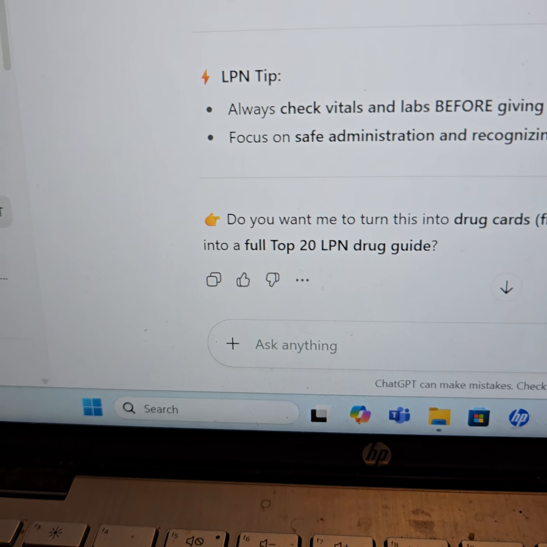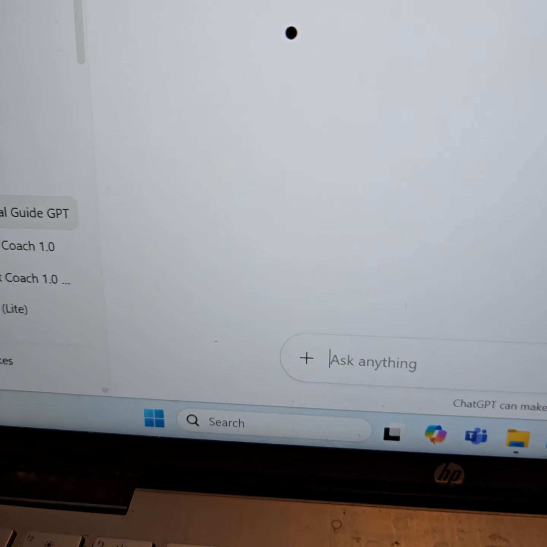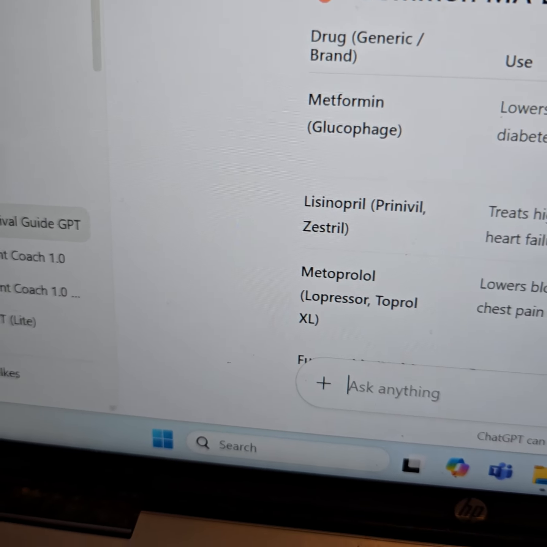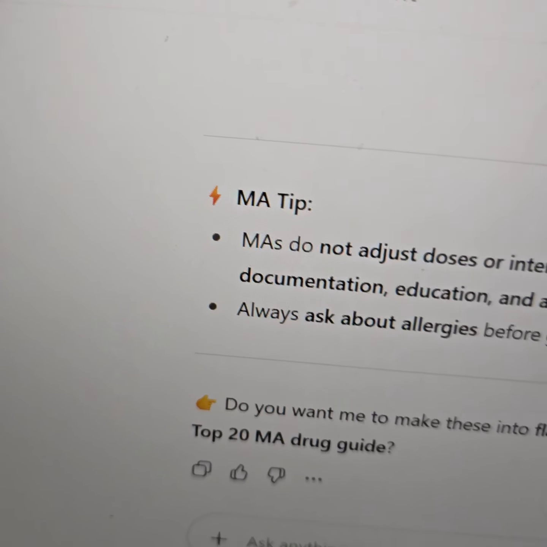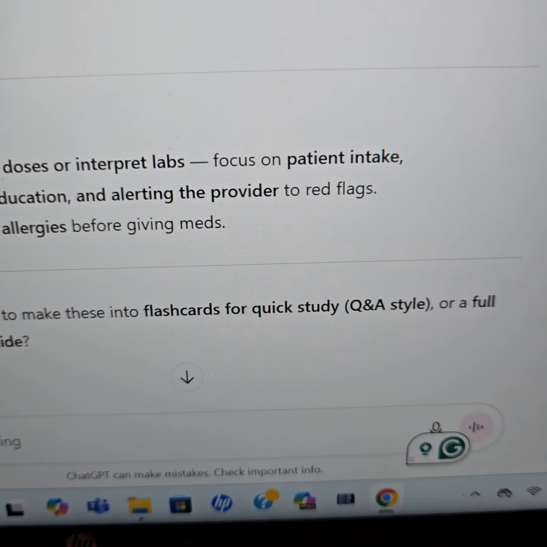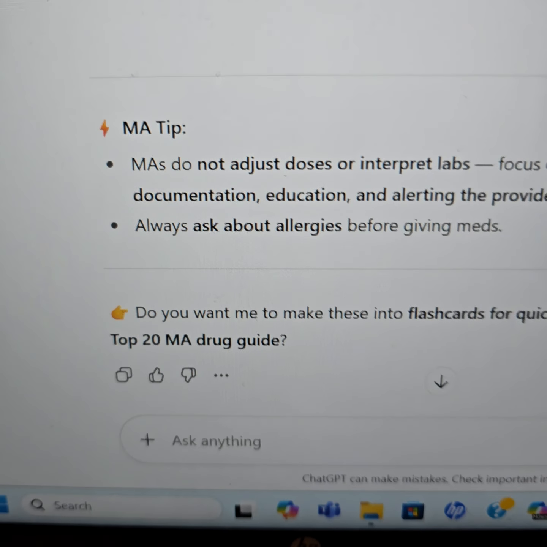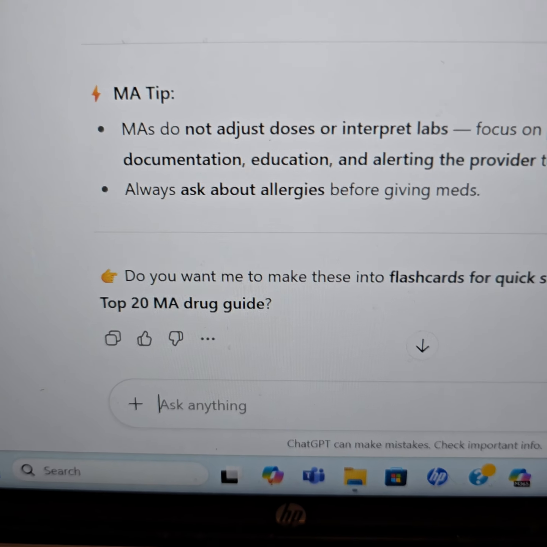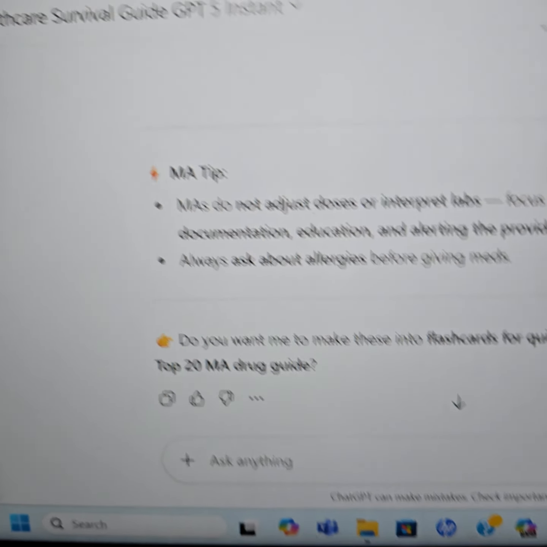Now, again, for medical assistant, say for example, you want to know about medication, we don't really give a lot, but basically the common usage and such, we do give some of these. It tells you we don't adjust dosage or interpret labs; focus on patient intake, documentation, education, and alerting the provider to red flags. So if you want to get into MA school and you're wondering what you're going to do, you could look this up, and this is how this GPT is helpful.